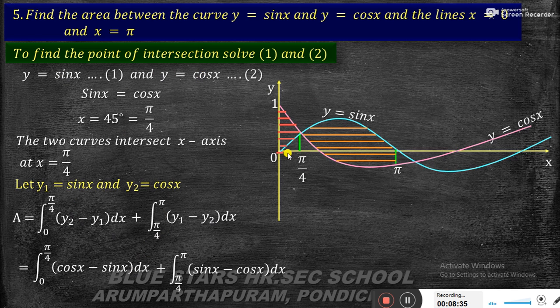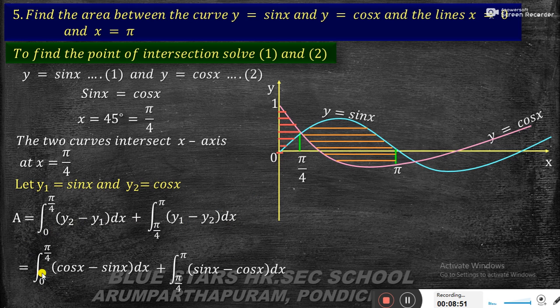So this is 0, pi by 4, pi. First I take these portions. Here I consider this portion and write the integral from 0 to pi by 4 of y2 minus y1 dx, plus the integral from pi by 4 to pi of y1 minus y2 dx.